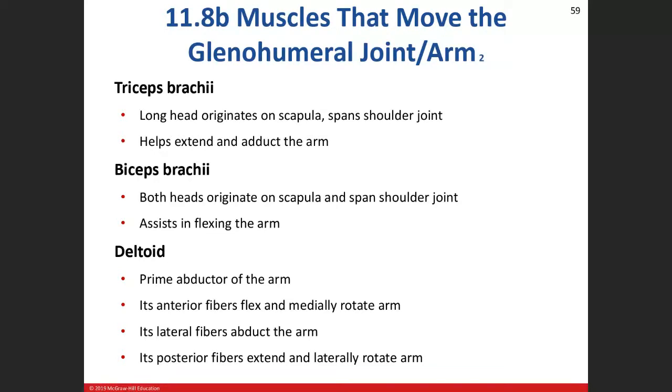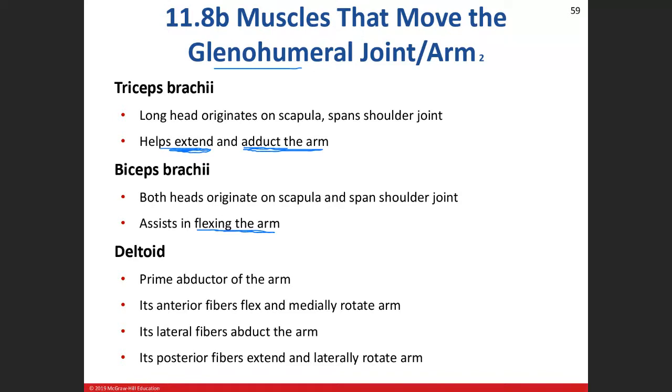Triceps brachii here is primarily an extender of the glenohumeral joint, but it's also going to adduct the arm, pulling it closer into the vertebral column. Biceps brachii is on the front of the humerus, so it's going to offer flexion of the arm. This is just when we're dealing with the glenohumeral joint. We haven't talked about what it does at the elbow.